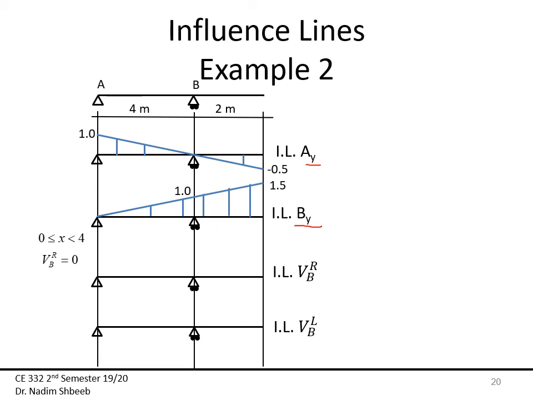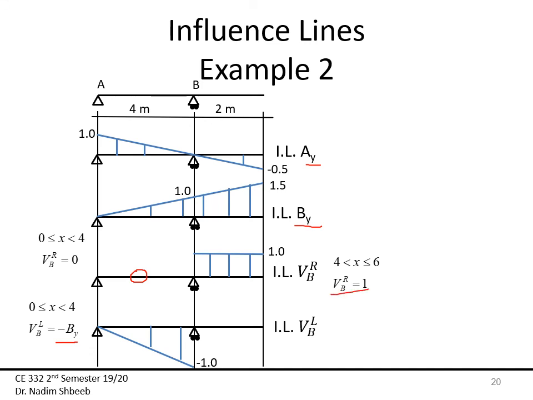So now we know that VB right here is equal to 0, and we know that VB left is equal to minus BY. So I'm just multiplying this by minus 1. So this is the value for that. Now, when x is between 4 and 6, we know that VB right is equal to 1. On the other hand, VB left is equal to this.